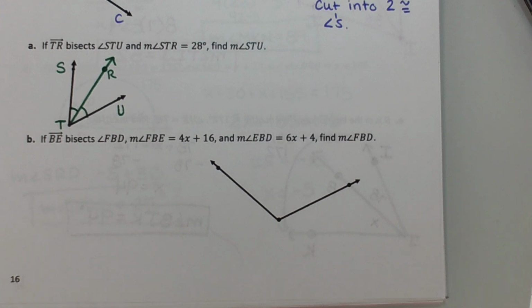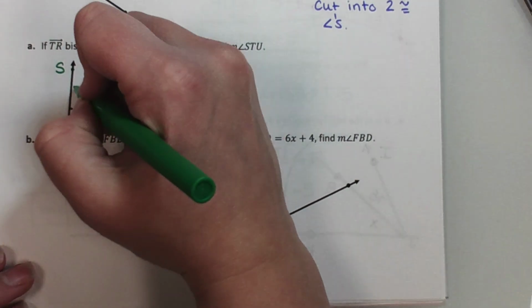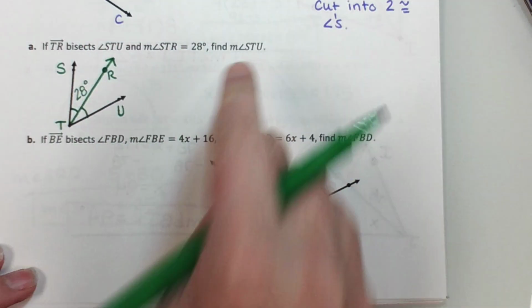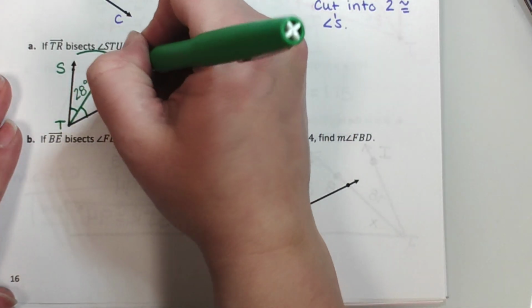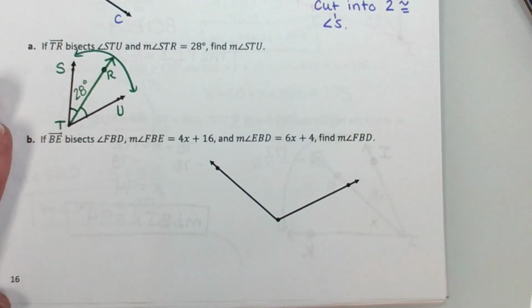Okay, key thing you gotta pay attention to is where these angles are. STR, is it the one on the left, the one on the right, or the big one? It's the one on the left. That's 28 degrees. Angle STU, is it the one on the right, or is it the big one? It's the big one. I'm looking for the measure from all the way across.